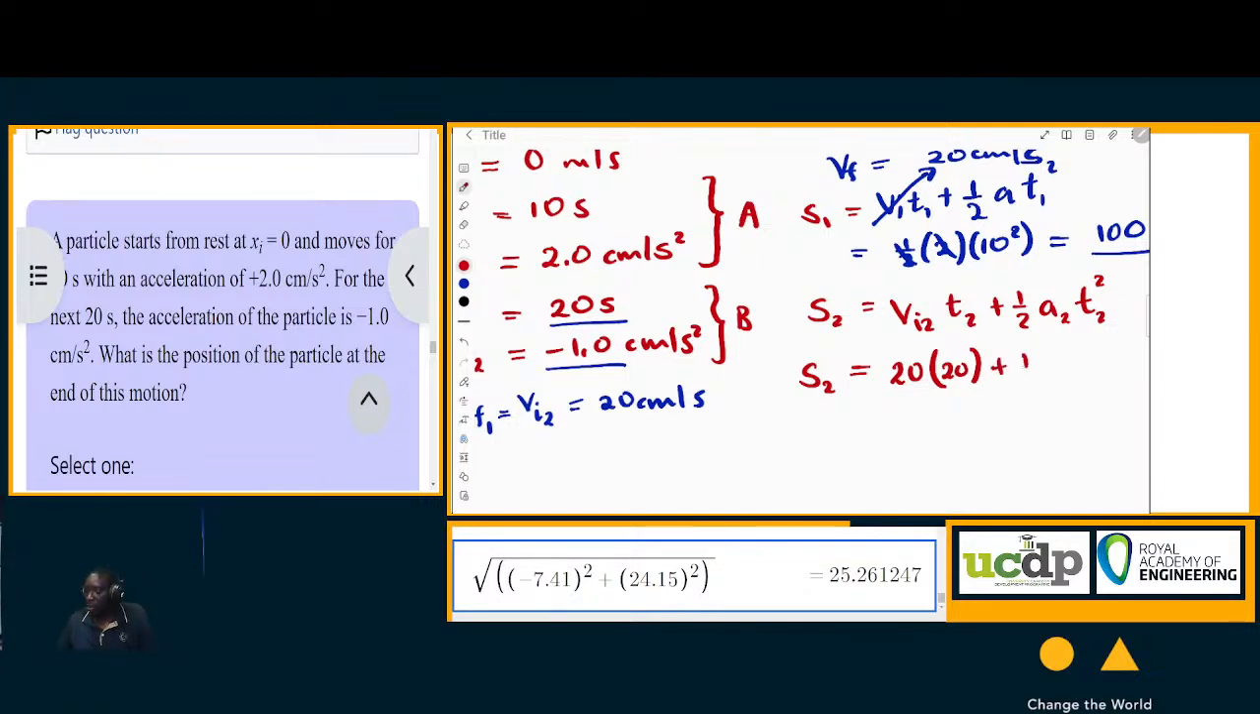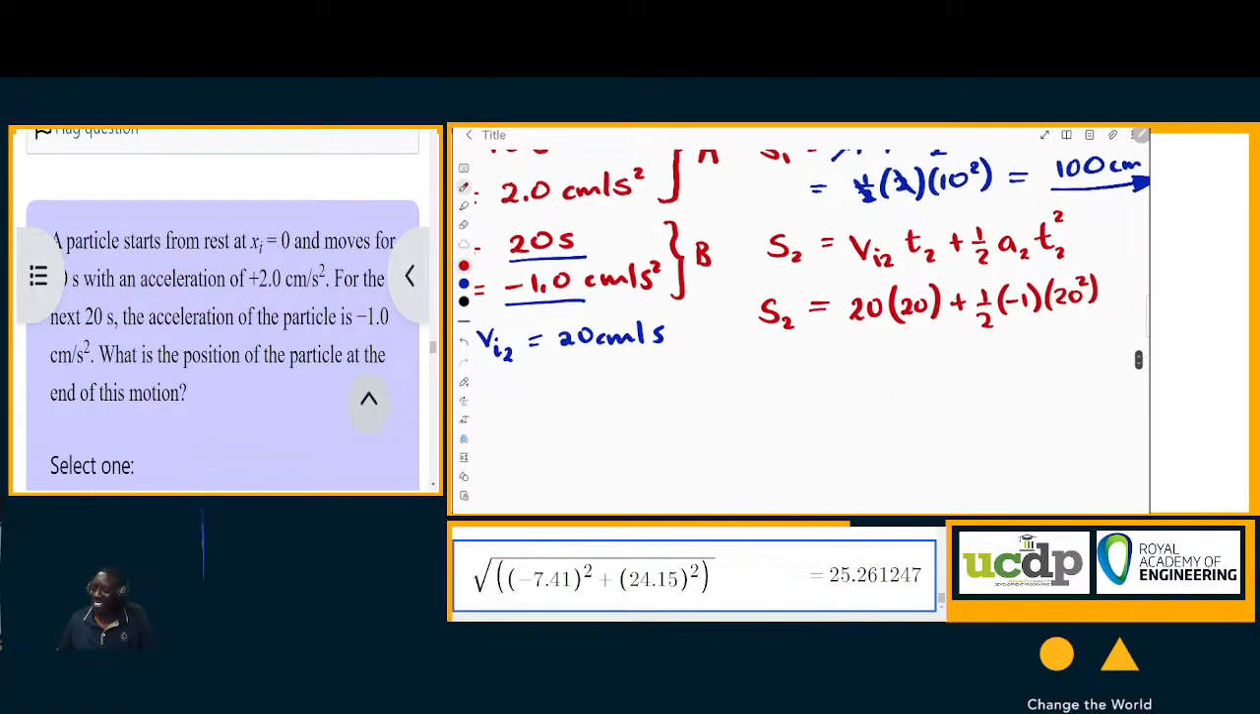Then plus half of minus 1 multiplied by 20 squared, because the time in motion B is 20. Oh yeah, squared. I forgot the squared. Yes. So at least you saw where you had made the mistake. So now we have 400 minus 200, and this should give us 200. That's good. So it's actually 200, which is correct according to Loazi.